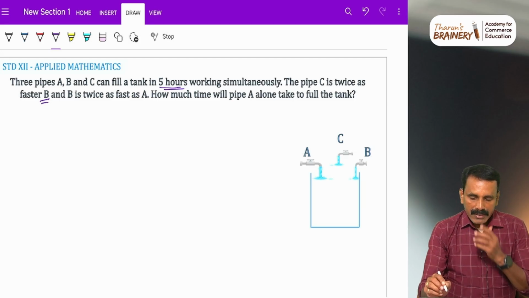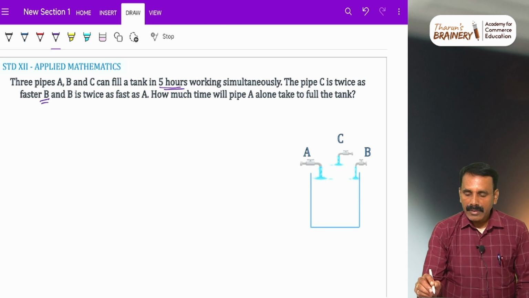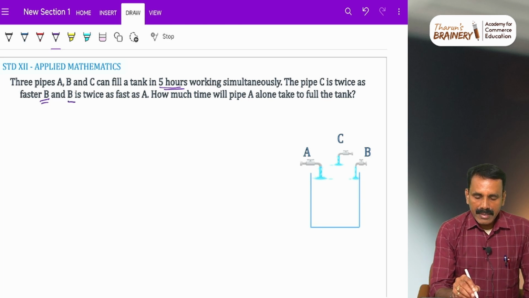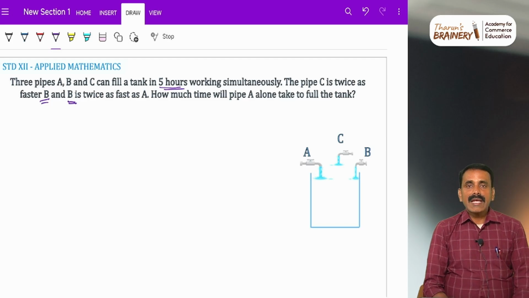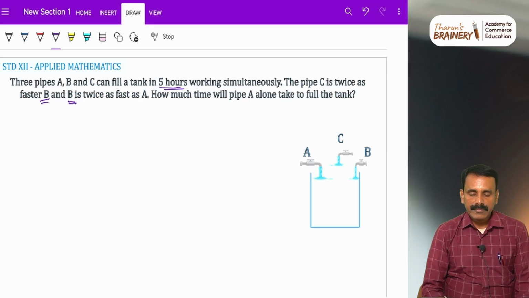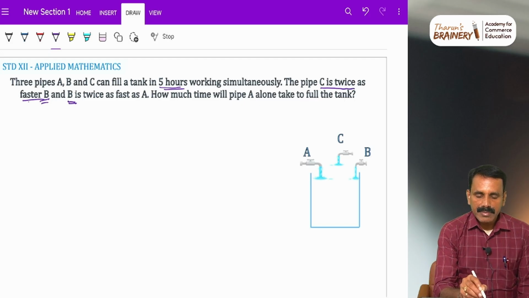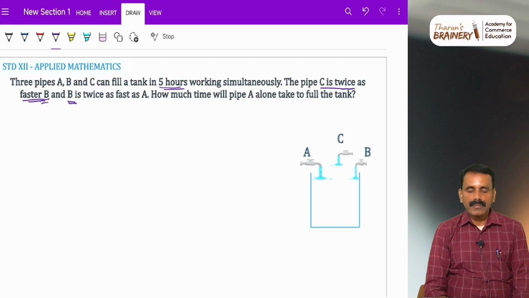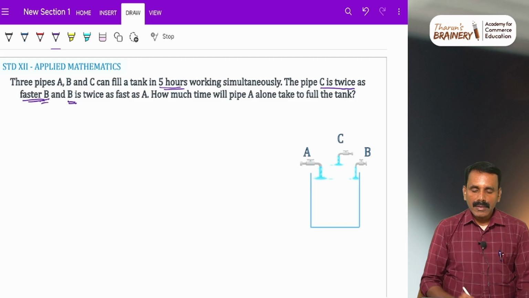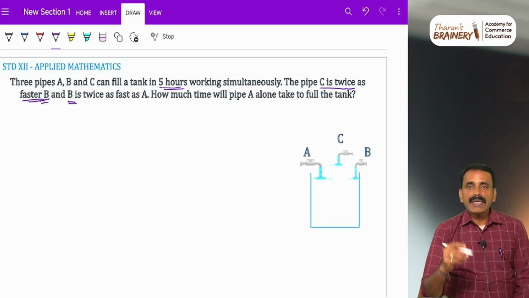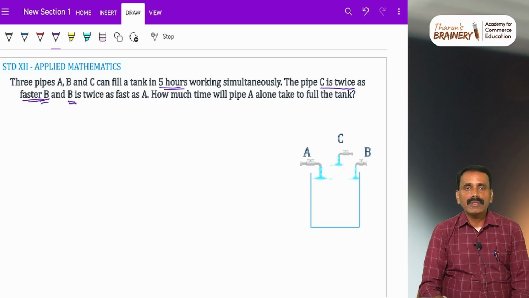Here also it is given in terms of speed, okay, not time. Pipe B is twice as fast as A and pipe C is twice as fast as B. Okay. Now, if A takes 4 hours, then B will take only 2 hours and C will take only 1 hour.